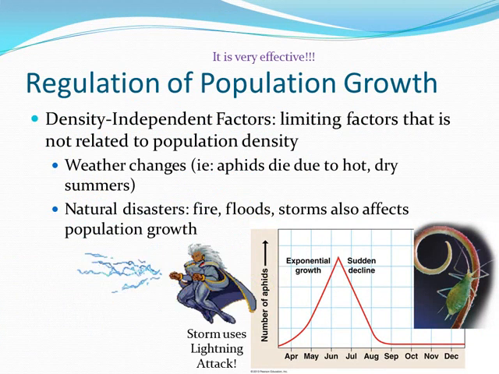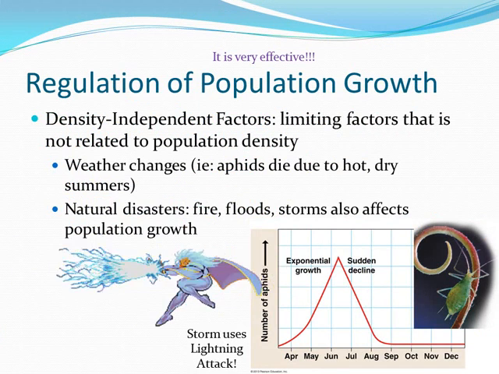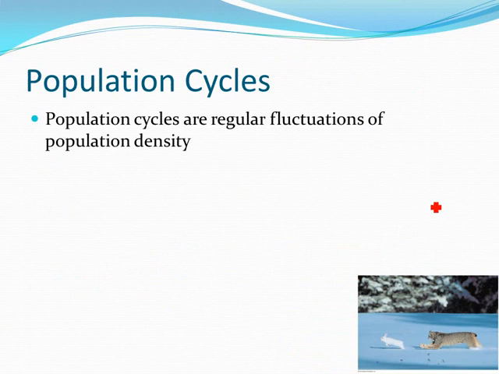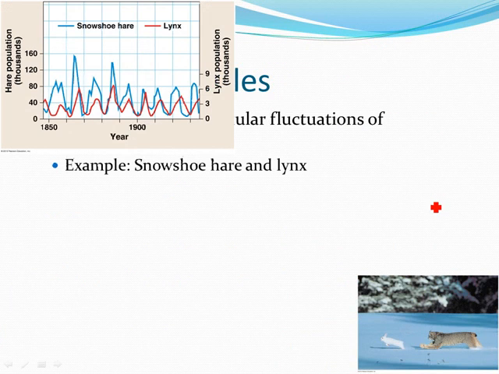So these fires, floods, and natural disasters do affect population growth as well. Population cycles also have these regular fluctuations within the population density. So here's the example of the snowshoe hare versus the lynx.